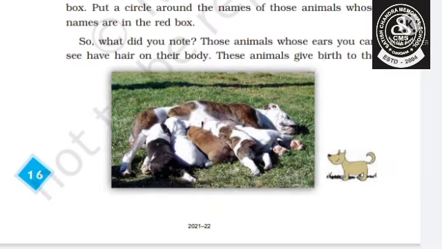So what you notice here, children, look at this picture very nicely. Those animals whose ears you can see have hair on their body, and these animals give birth to young ones. So look at this picture. Are their ears visible or not? Do they have visible external ears? So all of you observe it, and very nicely you give the answer.